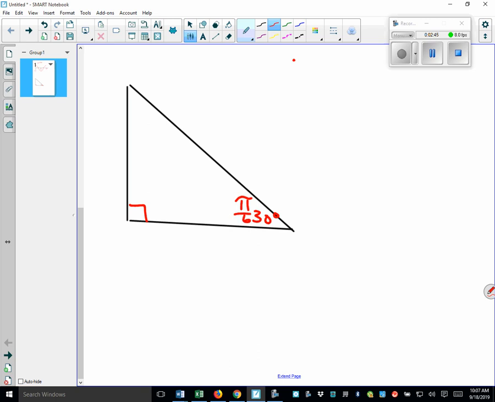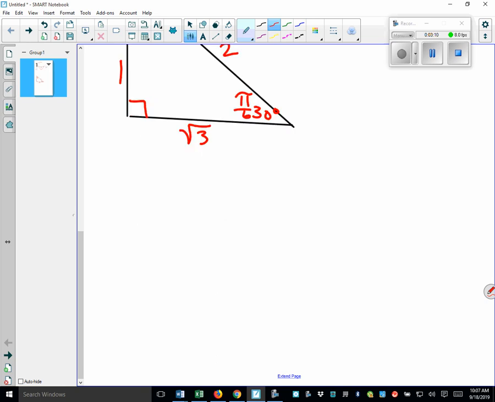What would go here? Which is pi over 3. And then this is 1 and 2. Good with that? No surprises tomorrow, right? Don't say, you know, I had to do that. All right? All right, then.